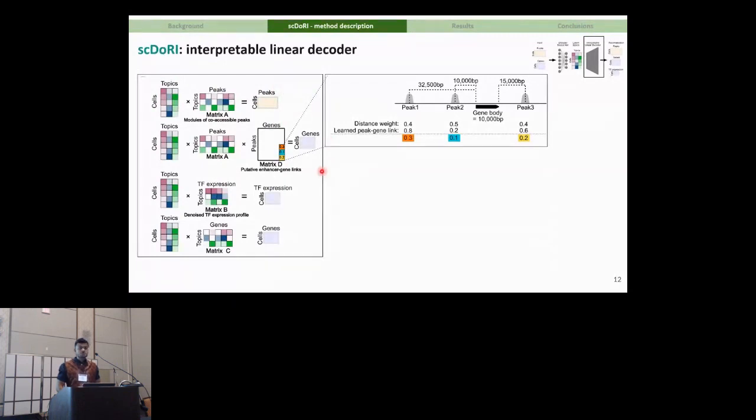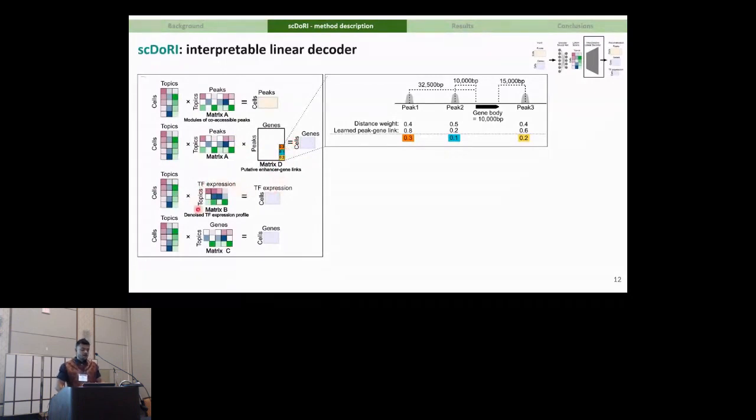And together you reconstruct the accessibility profile of each cell. In the second step, we want to reconstruct the gene expression profile. And to do so, we reuse the same matrix of co-accessible peaks. But at the same time, we learn another matrix of peaks times genes, which is telling you putative enhancer to gene links. Now to learn this matrix, we put some constraint on distance as well. So if a peak is far away from the gene, it's likely to have less influence. If it's close by, it's likely to have more influence. But when you combine it together, you get the cells times genes matrix. So what essentially the model is doing here is that it identifies the set of enhancers, and if they are open in that particular topic, the model says that the gene is also likely to be expressed.